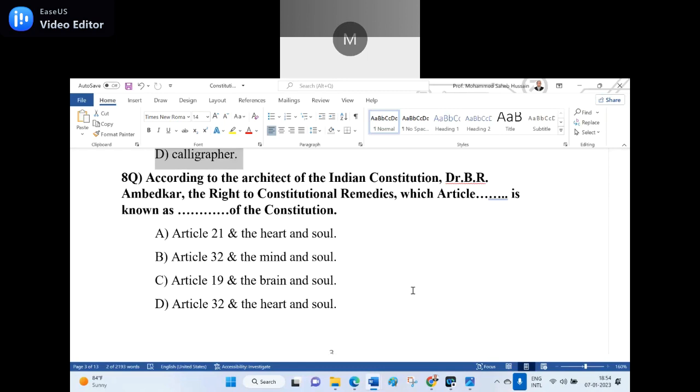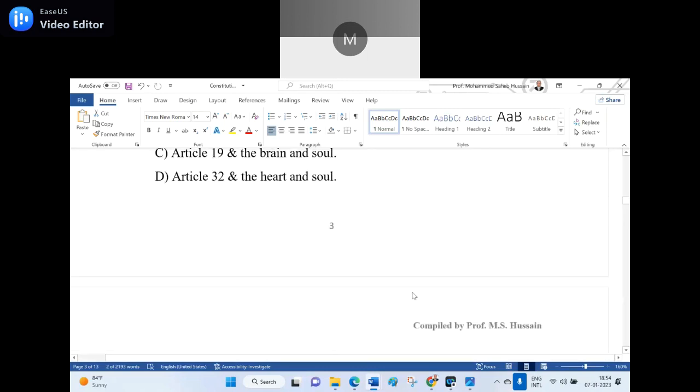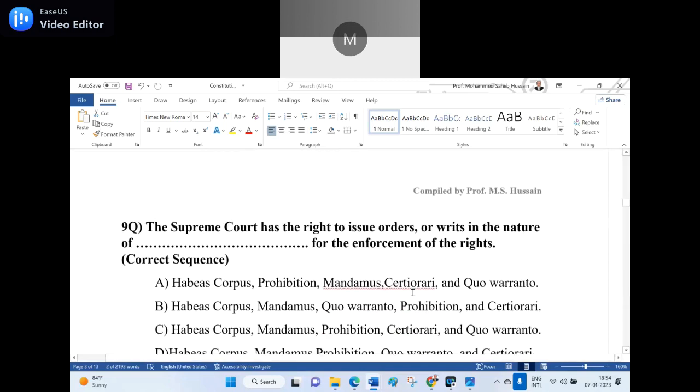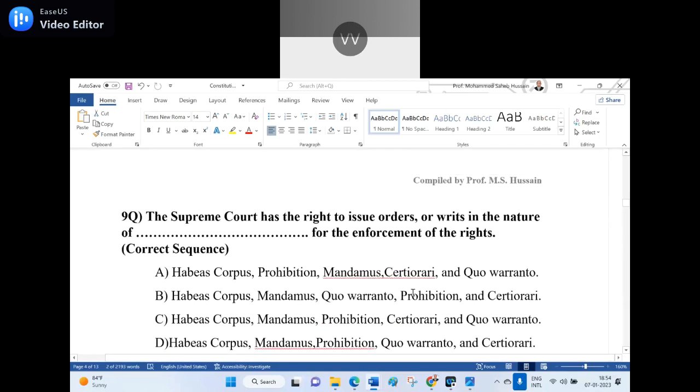No, sir. Where do you find? District Court, Supreme Court. The Supreme Court, in the form of PIL, writ. Writs, sir. There are 5 writs.